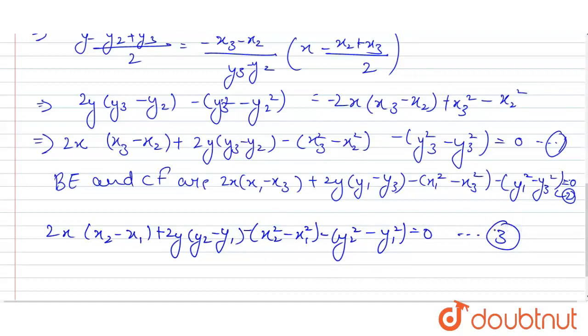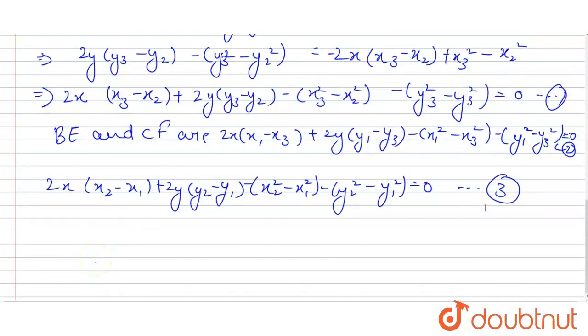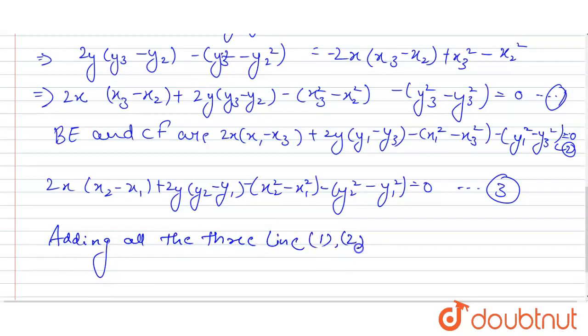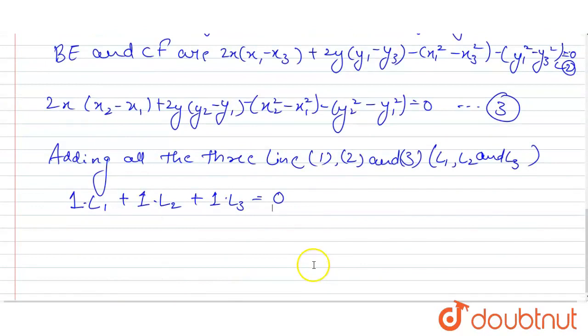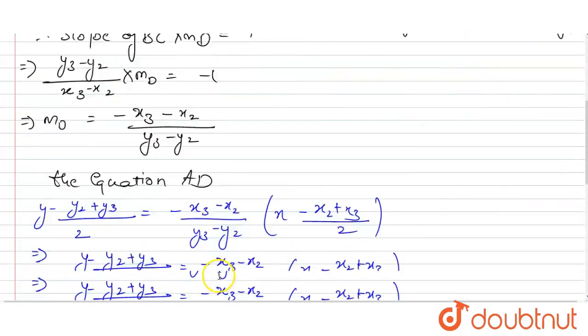Now let L1, L2 and L3 represent the lines 1, 2, 3 respectively. Okay. So now we are going to add all the three lines, L1, L2 and L3. So here what we will observe is that 1 into L1 plus 1 into L2 plus 1 into L3 is equal to 0. Hence the perpendicular bisectors of the sides of a triangle are concurrent. Okay, so here we have proved that.